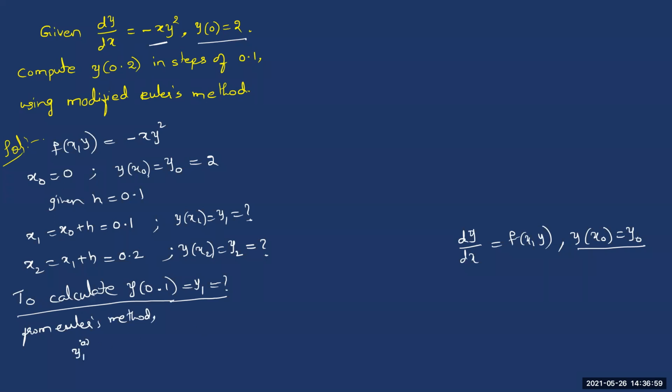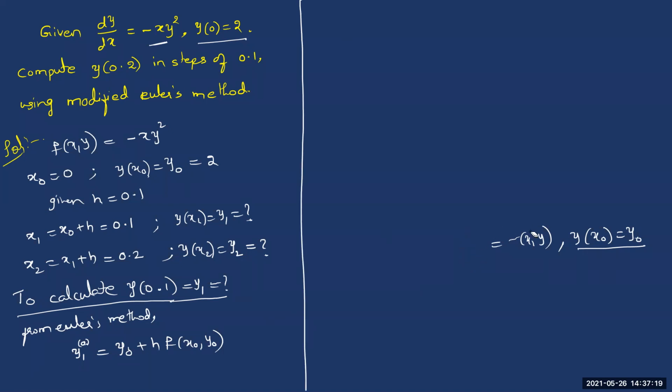We take the initial approximation for y₁. y₁⁽⁰⁾ is equal to, I hope you remember it, y₀ + h·f(x₀, y₀). Now let us substitute everything into this formula and see what values you'll get here. Understand this problem carefully, because this method has a lot of importance, and even for the examinations, this method is a little important.